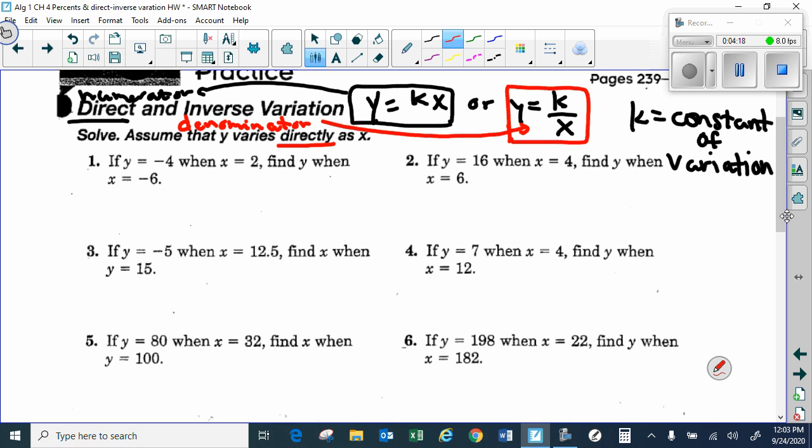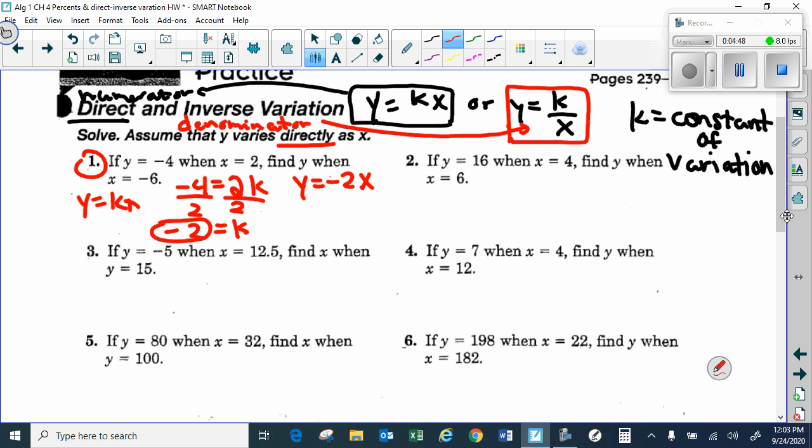All right, let's go ahead and just do number one. We're using the y equals kx one because it's directly. It says if y equals -4, so I substitute -4 in for y, when x equals 2. Remember, we're going to solve for k to begin with, so we divide each side by 2 to get k equals -2. Now we substitute that -2 into the equation, so we have y equals -2x. We solve for k, and we plug it back in there.